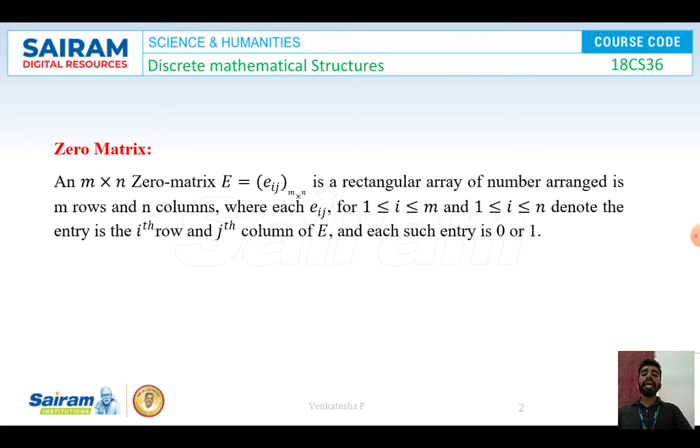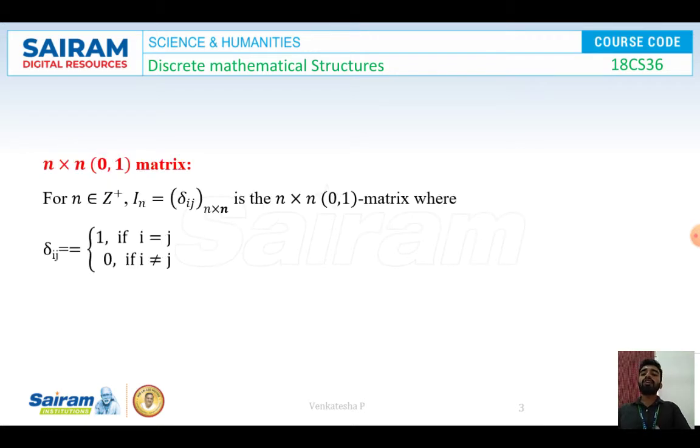Where Eij, with i ranging from 1 to m and j ranging from 1 to n, denotes the entry of the ith row and jth column of the m cross n 0-1 matrix E, and each entry of this matrix is either 0 or 1. So this kind of matrix will be called a 0-1 matrix.